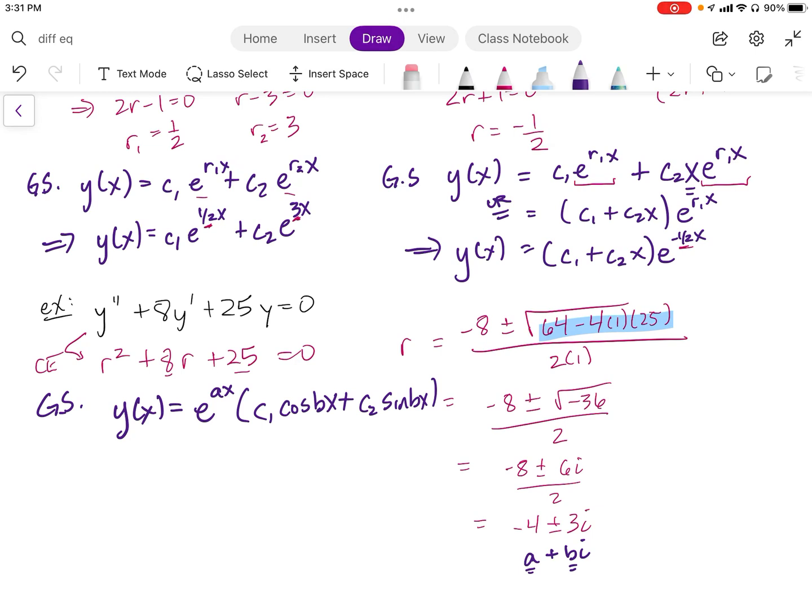So again, I don't know enough information for this one in particular to say what my constants c1 and c2 are, but I can substitute a and b here. So therefore, the general solution to that differential equation, example 3 that we did, is e^(-4x)(c1 cos 3x + c2 sin 3x). Okay.